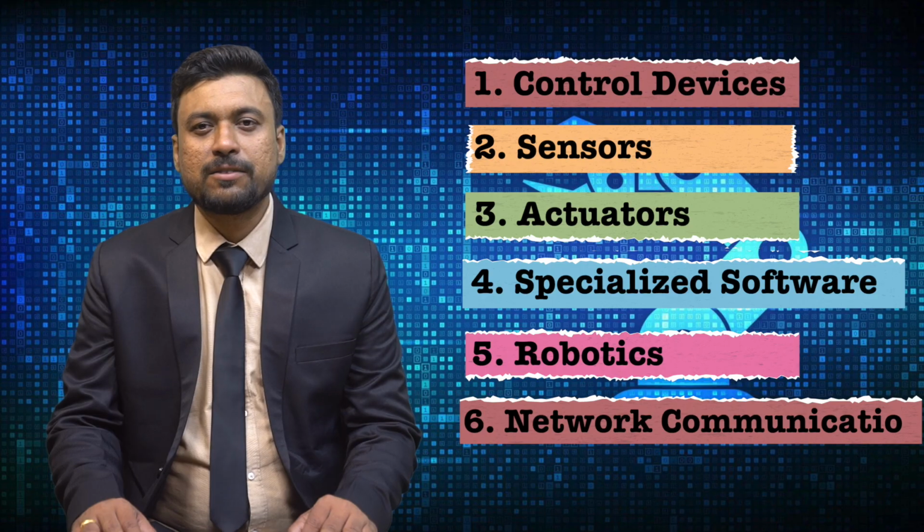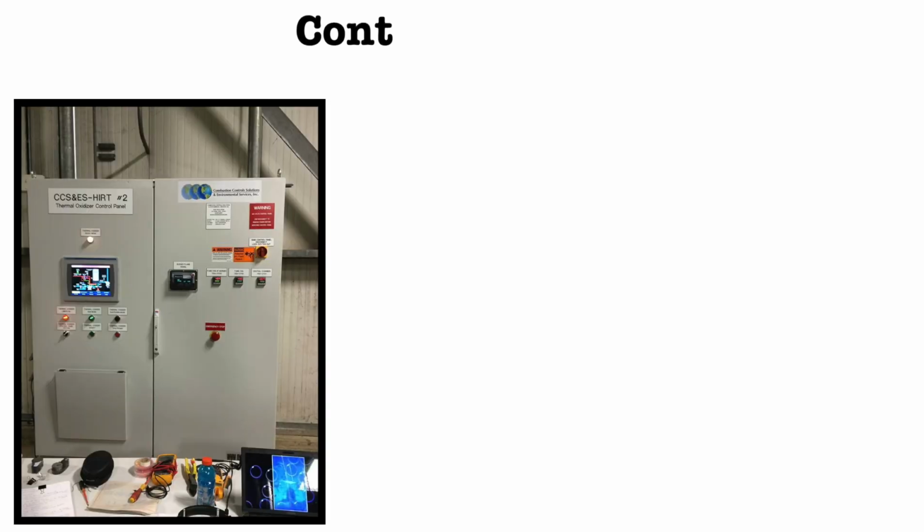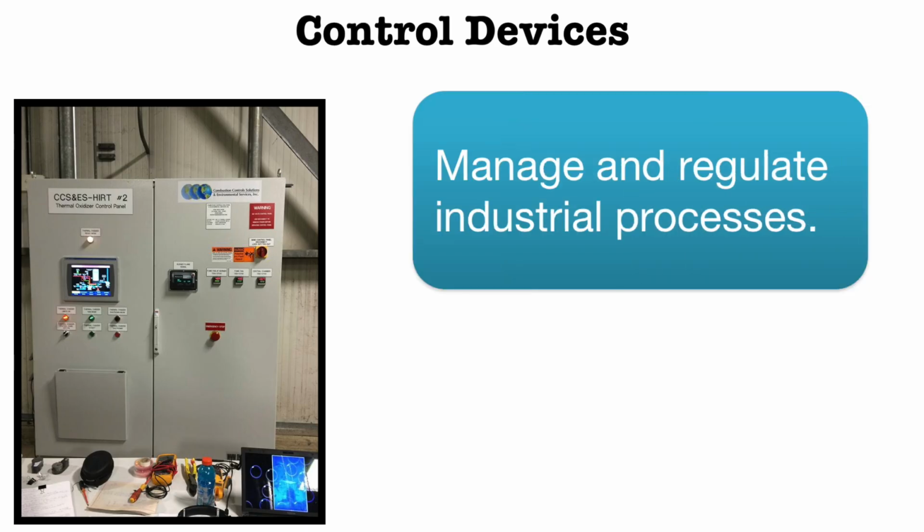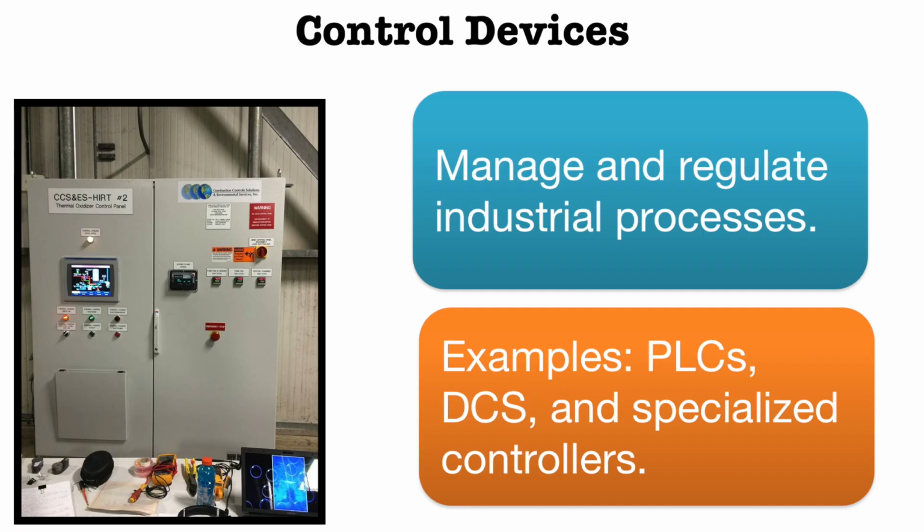So let's start with the first topic, that is control devices. These devices play a crucial role in managing and regulating industrial processes. They include PLC, that is programmable logic controller, DCS, distributed control systems, and the other specialized controllers.